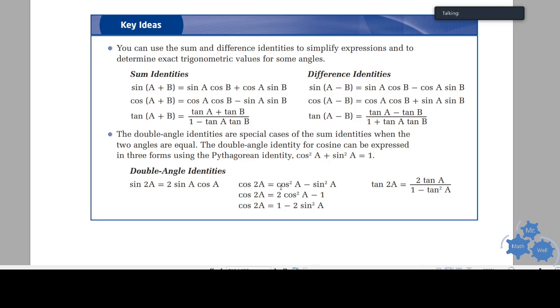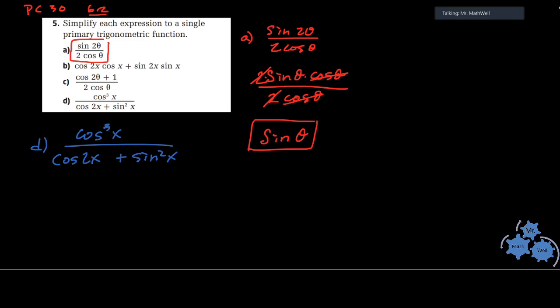This one strikes me as interesting. Cos squared x minus sine squared x. Now why is that important? Look at this, cos squared minus sine squared. I have a plus sine squared here as well. So cos squared minus sine squared plus sine squared. Oh, those sine squares are going to go away.